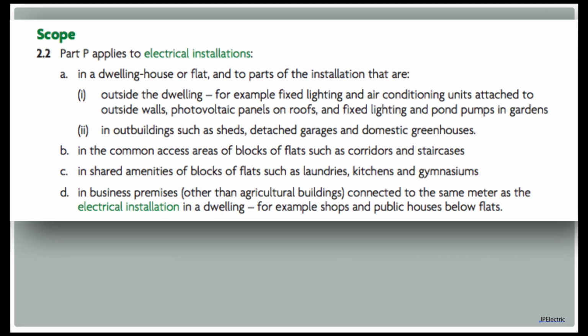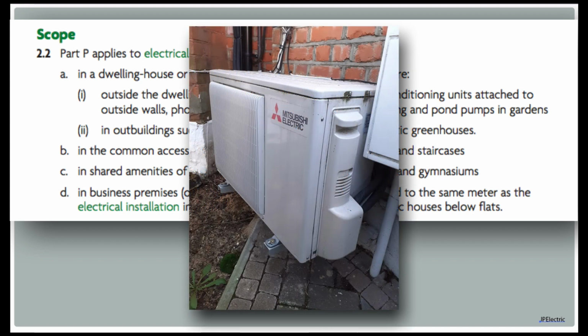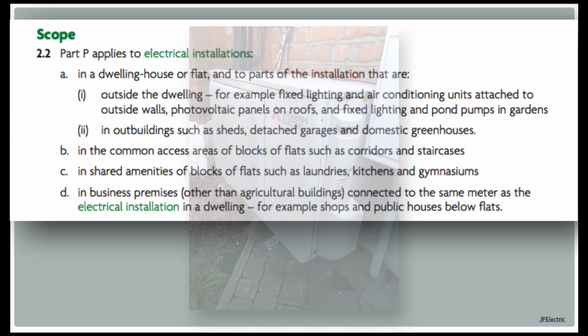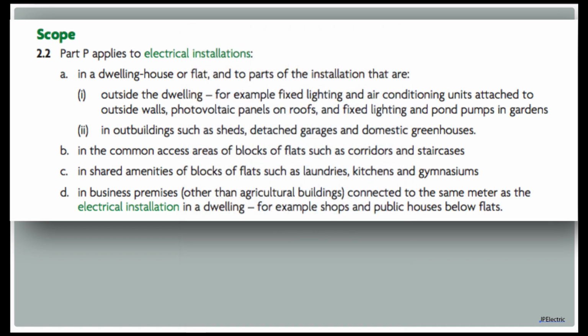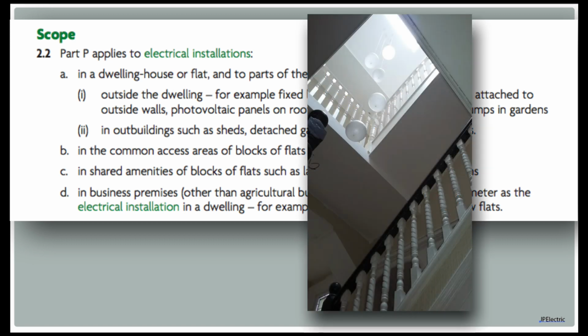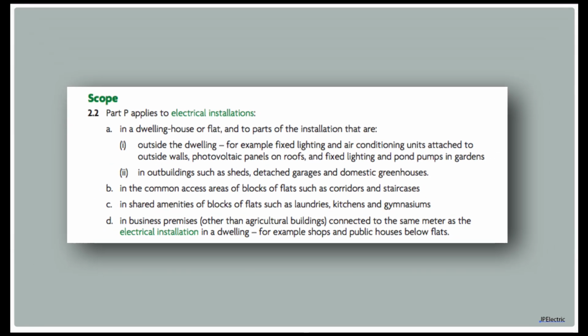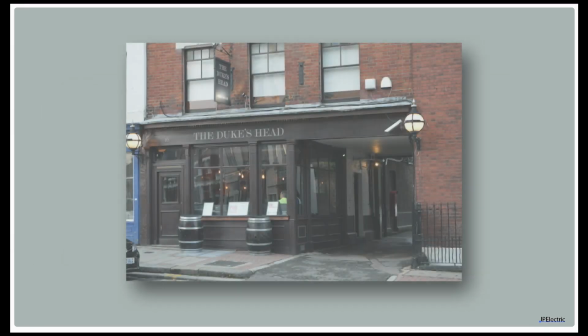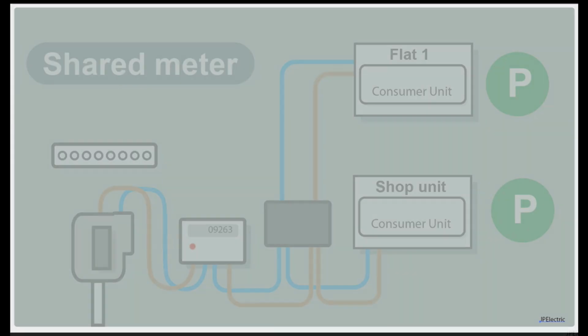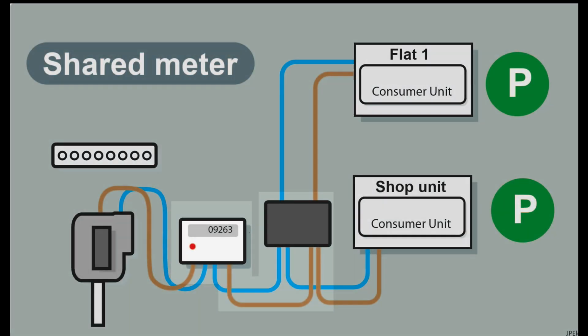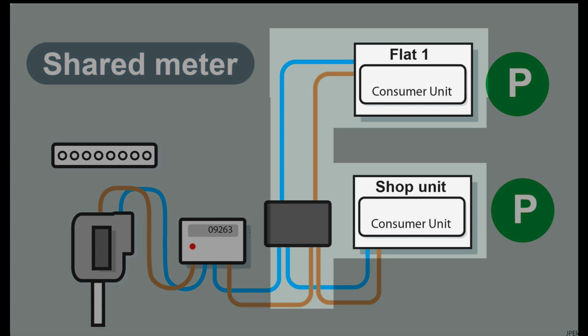So Part P applies to electrical installations in a dwelling house or flat, or to parts of that installation that are outside the dwelling, like air conditioning units fixed on the wall, photovoltaic panels on roofs and such, outbuildings, garages, sheds, greenhouses, that kind of area. In the common areas, corridors and staircases. In the shared amenities or blocks of flats such as laundries, kitchens and gymnasiums. And in business premises, other than agricultural, connected to the same meter as the electrical installation in a dwelling, like a public house below flats.